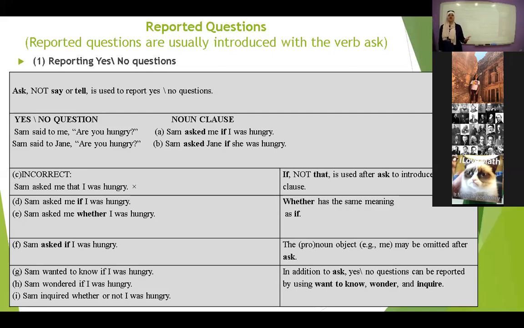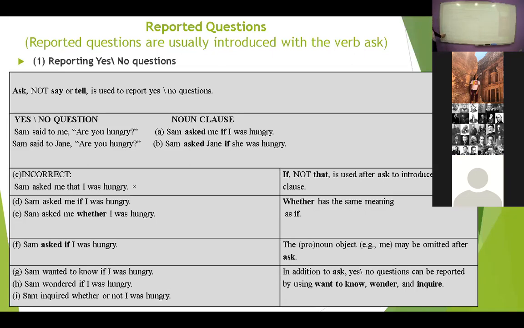Lynn asked if we delete "if." No, we don't delete "if." But if you don't want to use "if," you can use "whether." Whether is correct in yes/no questions, in reporting yes/no questions. And "whether" here has the same meaning as "if."